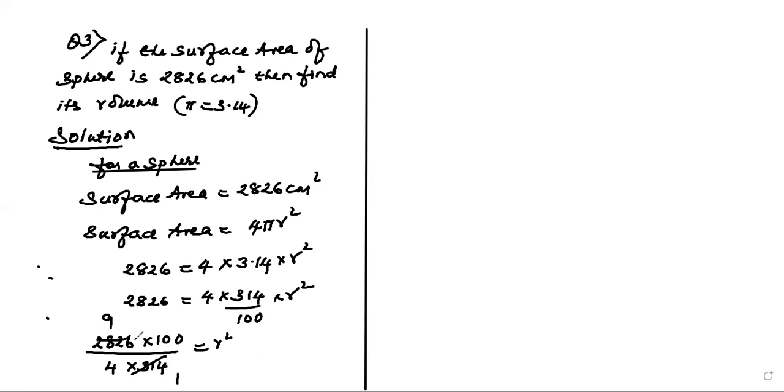Got it, children? Okay, so now what is left? r square equals 9 into 100, the whole divided by 4. All are perfect squares, so take the square roots. r equals 3 into 10 upon 4. So how much do you get, children? r is equal to 7.5 centimeter.